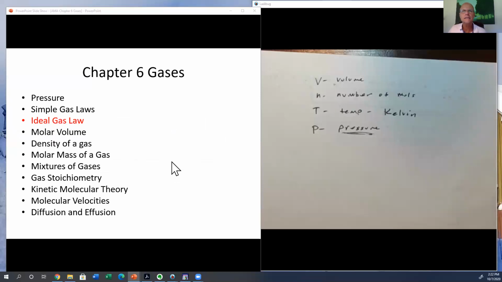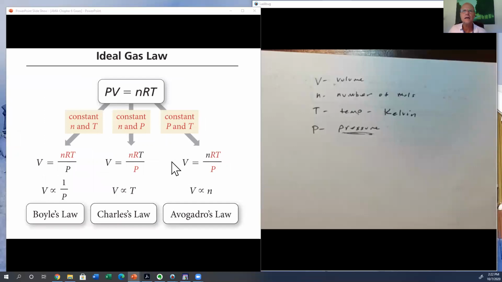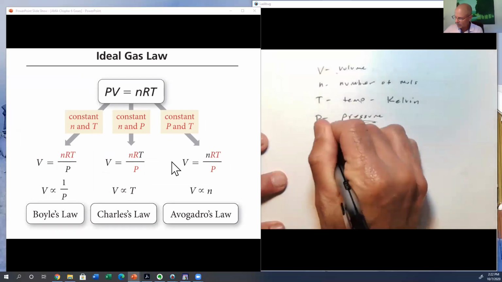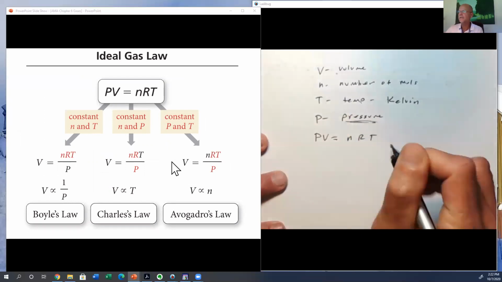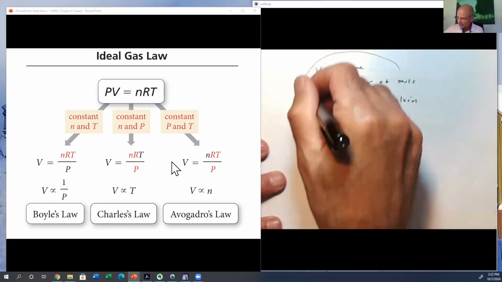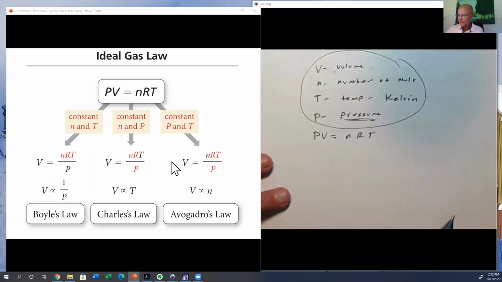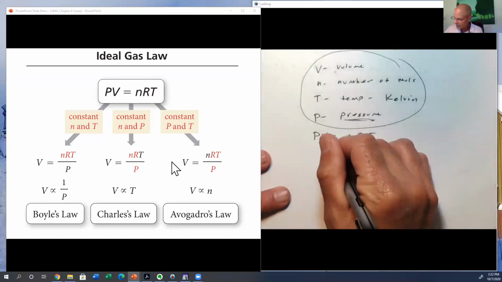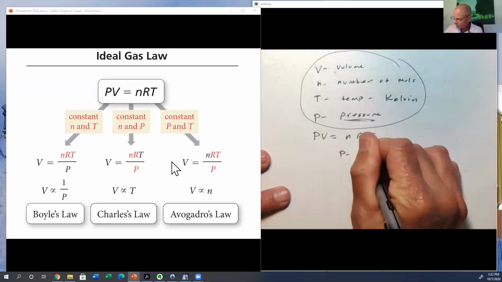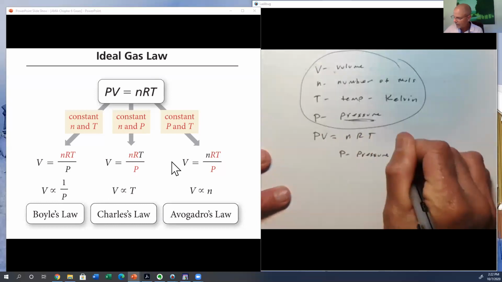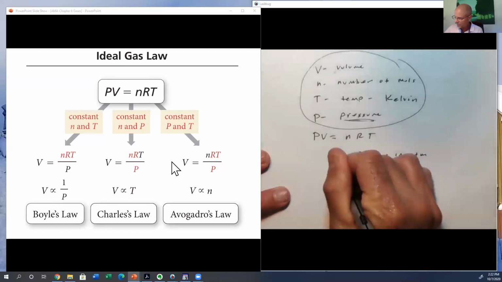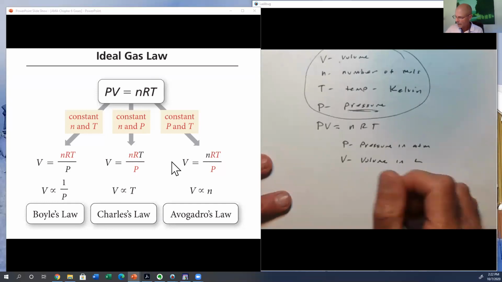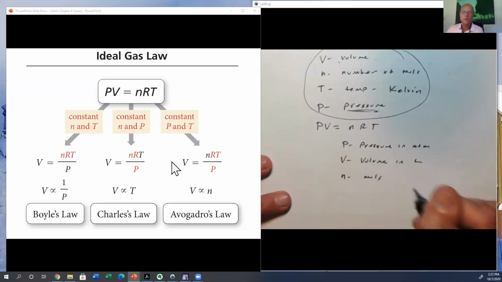I'm going to jump right into the ideal gas law. The ideal gas law is PV equals nRT, okay? It gives you the relationships between all these different properties of a gas that we just talked about, right? And here it's important to make sure you have the right units on everything, okay? So P is pressure in atmospheres, V is volume in liters, n is moles in moles, all right?